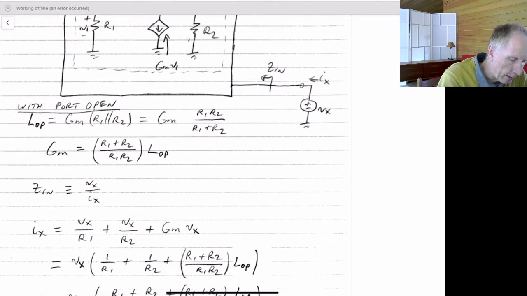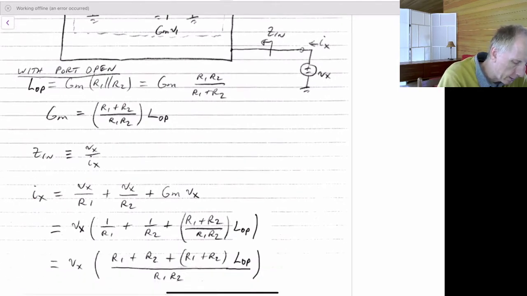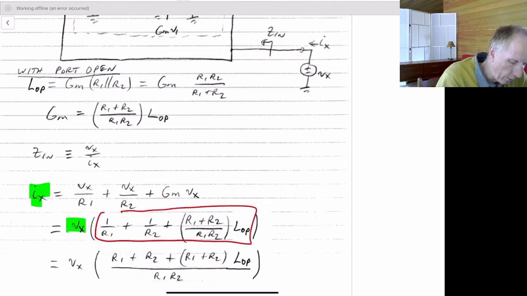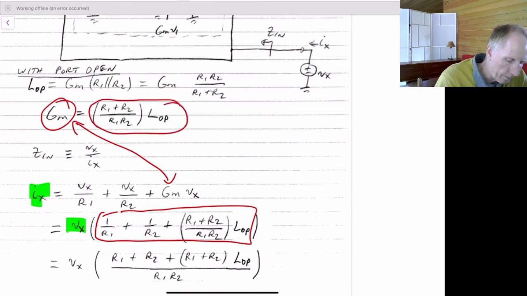So if we just rewrite this, we have that Ix is equal to Vx times all of this term here, where we've replaced Gm here with this part. And that's why we now see that this is now our GM over here.